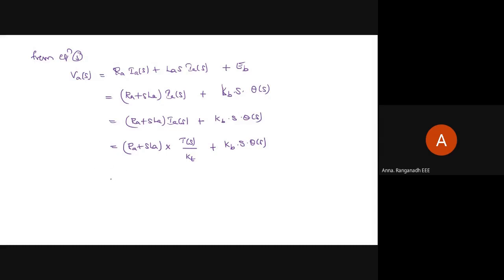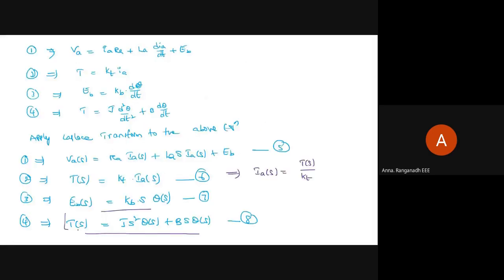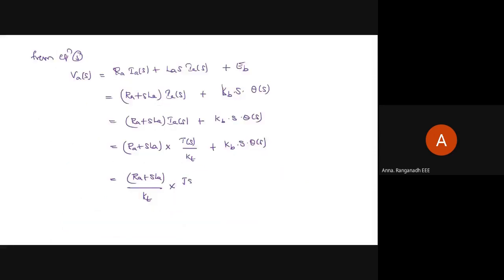So how to substitute? We'll see. So here Ra plus sLa by Kt. This Kt will be taken outside. Now instead of T of s, I'm going to substitute this expression. So therefore, that expression can be written as Js squared theta of s plus Bs theta of s.